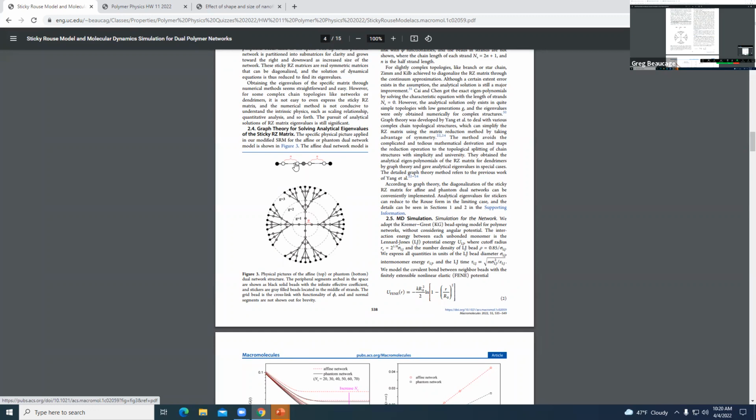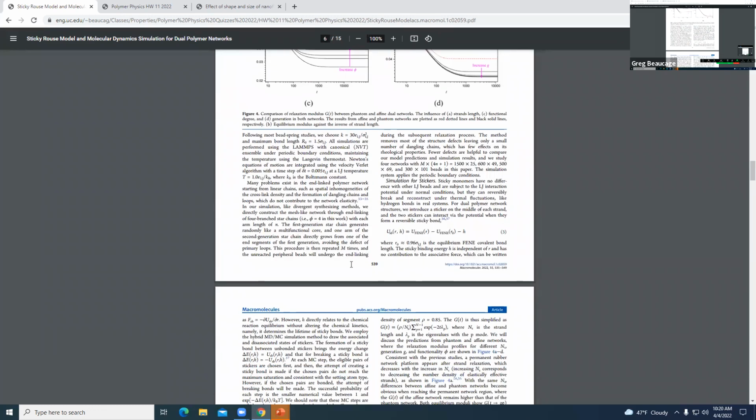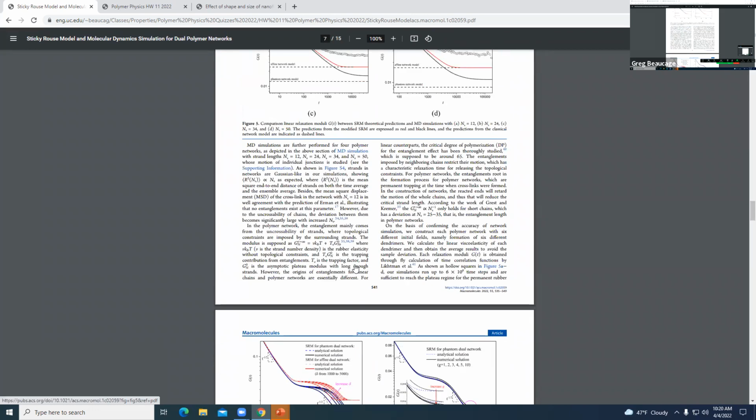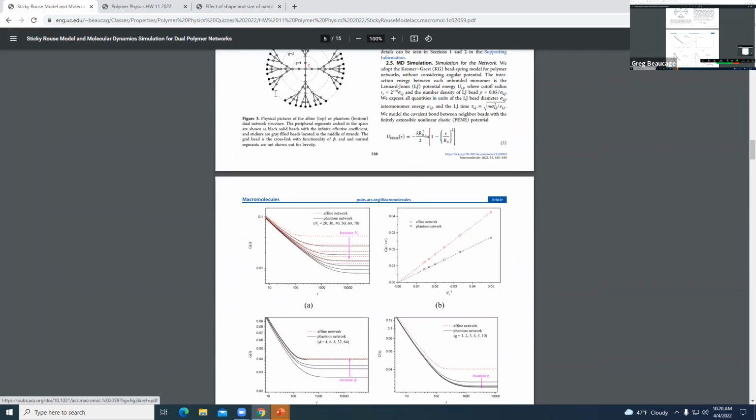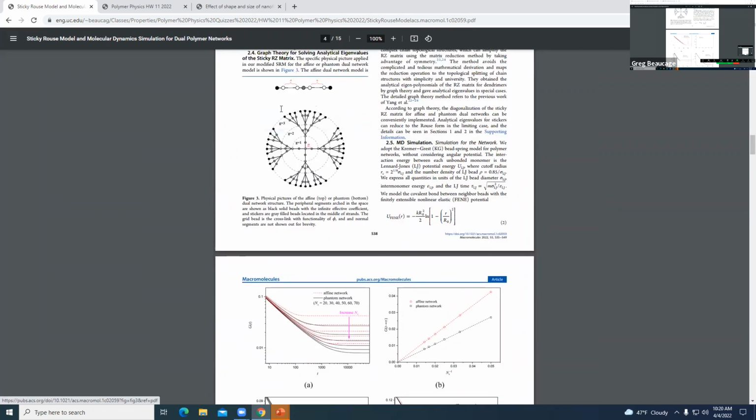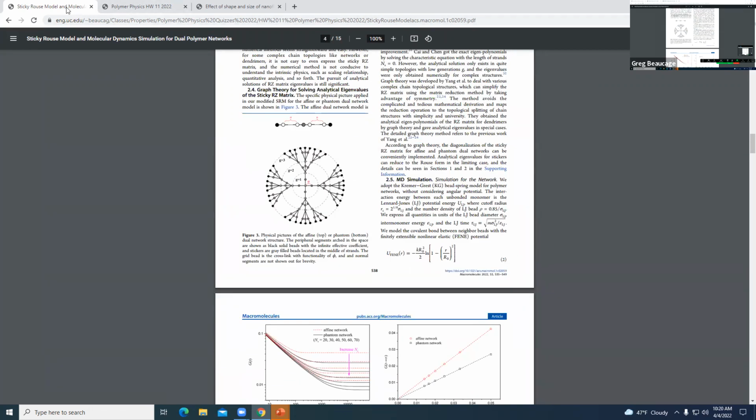And then you can simplify. I think either in this or in the supplemental, he goes through the graph theory to show how the different networks connect together, and how you can put that together.